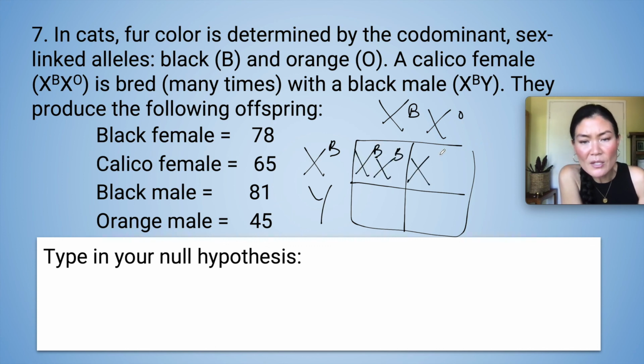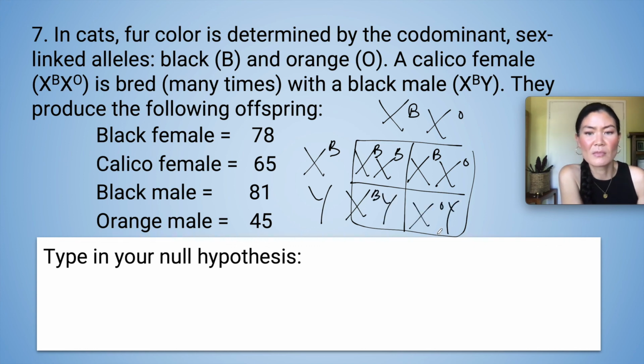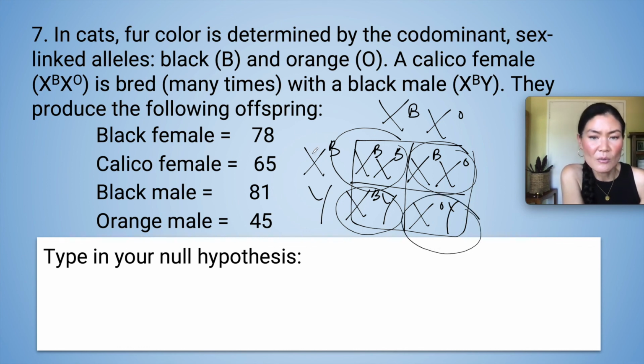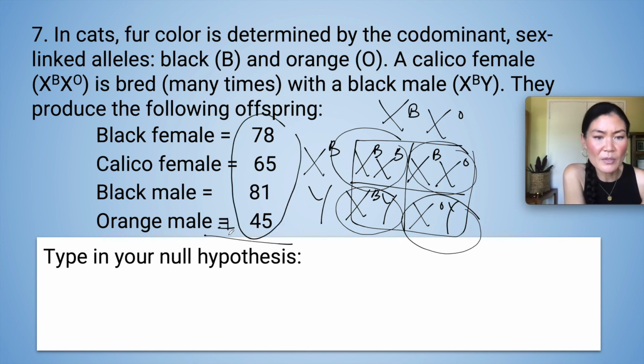This is what they would expect: females that are black and females that are calico, black males, X B Y, and orange males. So this is expected, 25%, 25%, 25%, 25%. That's what we would expect, and this is the observed. So you would have to add up the total number of cats or kittens and multiply by 25% to give you the expected.